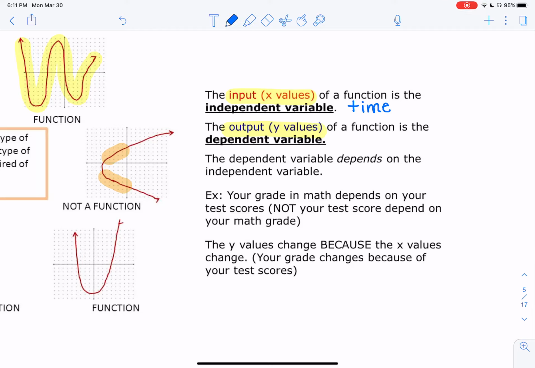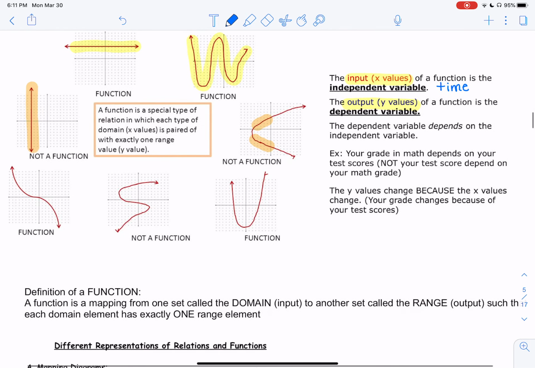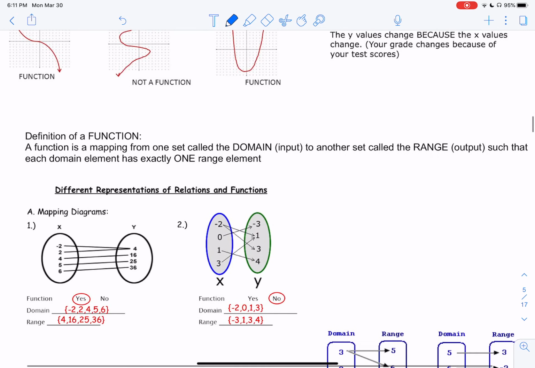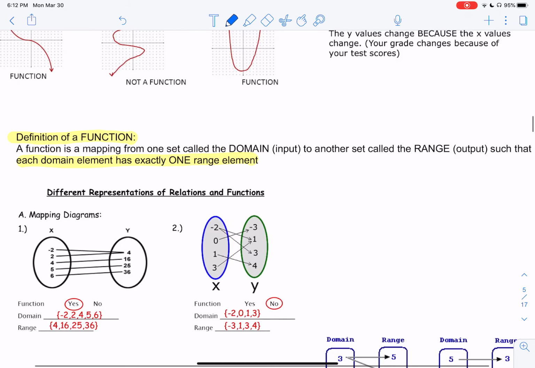All right. Now, as I'm looking down at the actual definition, this is critical for you to know what a definition of a function is. It is a mapping system that we have a domain and a range. That's your output. But I want to give you a better definition than that. Each domain element has exactly one range element. And that means this. Every x has exactly one y.